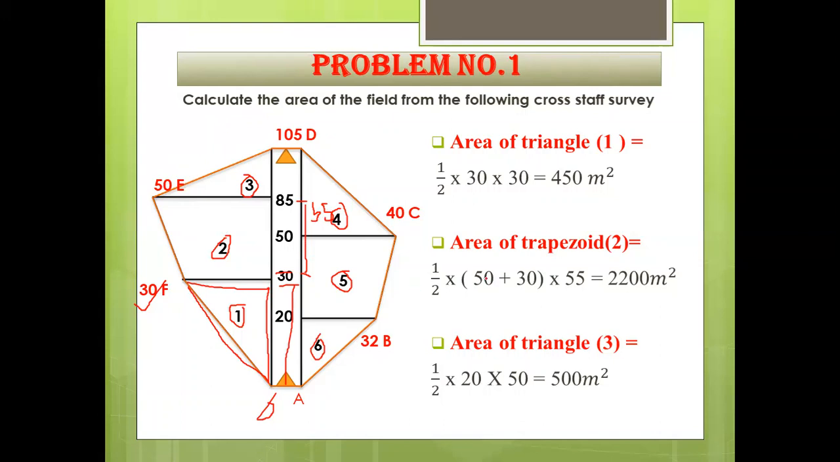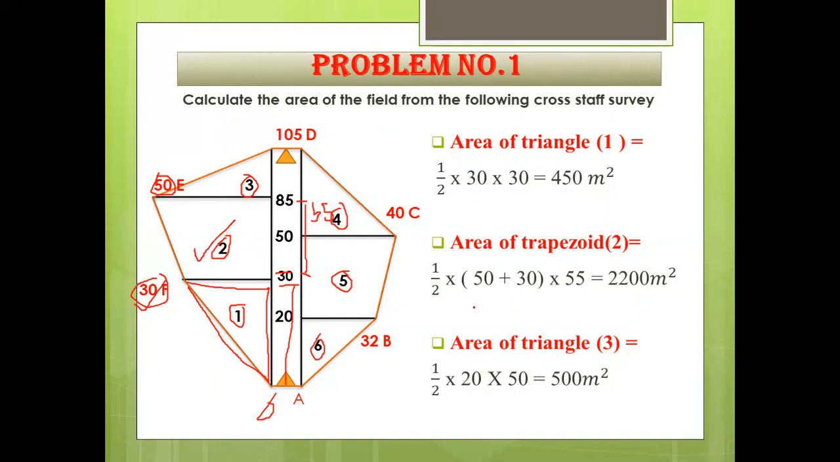So we know the formula for calculating the area of a trapezoid: half into the sum of the parallel sides. The first side is 30 and the second one is 50, so half into 50 plus 30, and the distance between them, how much is it? It is 55. So we will calculate this area of the second part also.